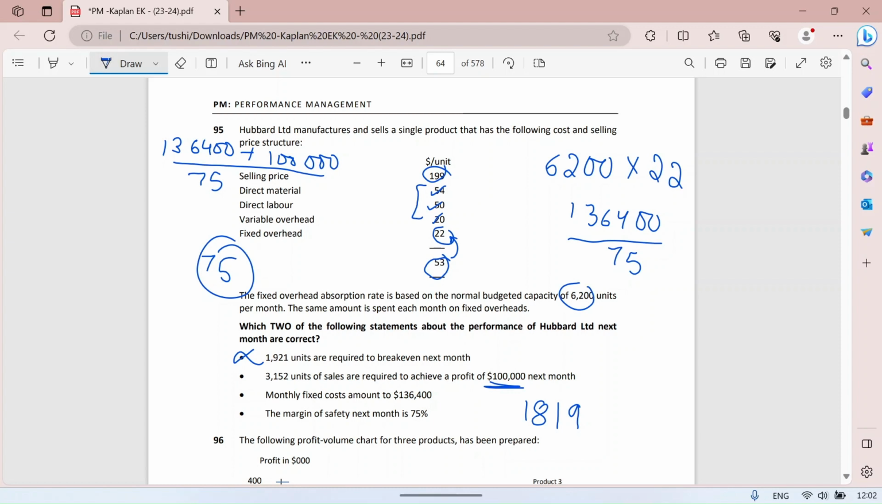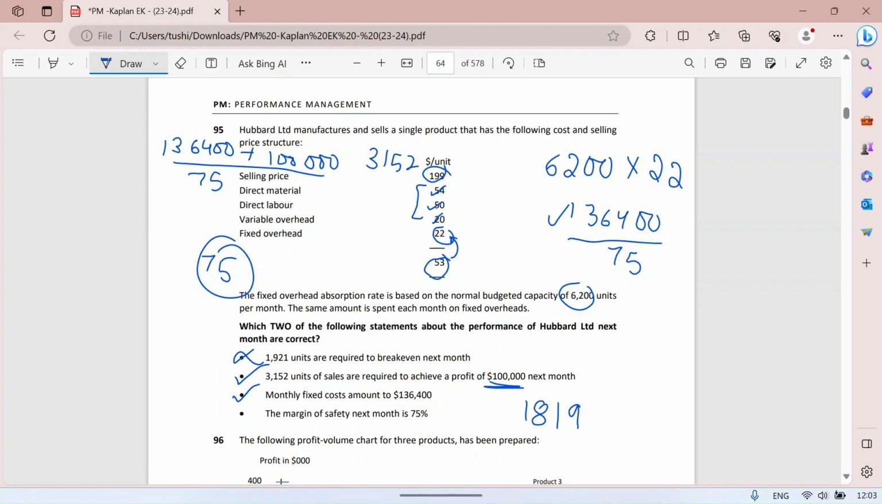So that means 3152 units of sales are required. This means this statement is absolutely right. Moving on to the next one. Monthly fixed costs amount to 136400. This is exactly what we calculated. That means this statement is also correct.